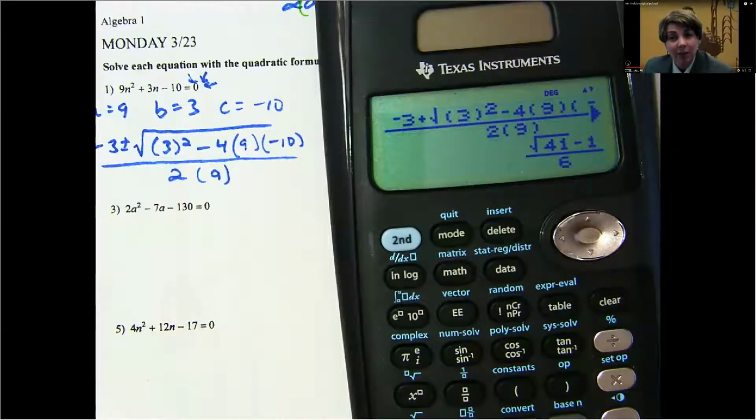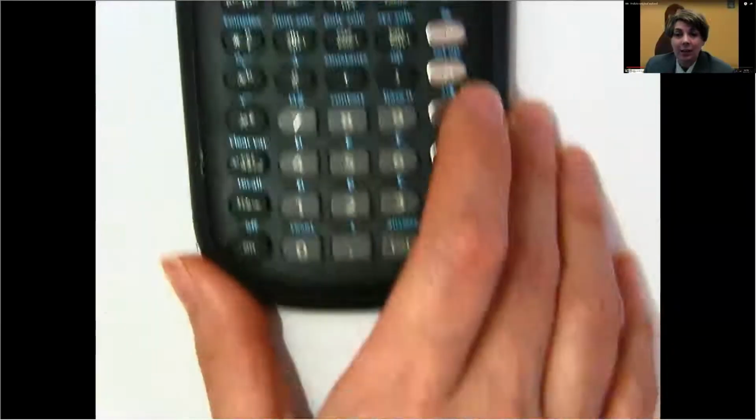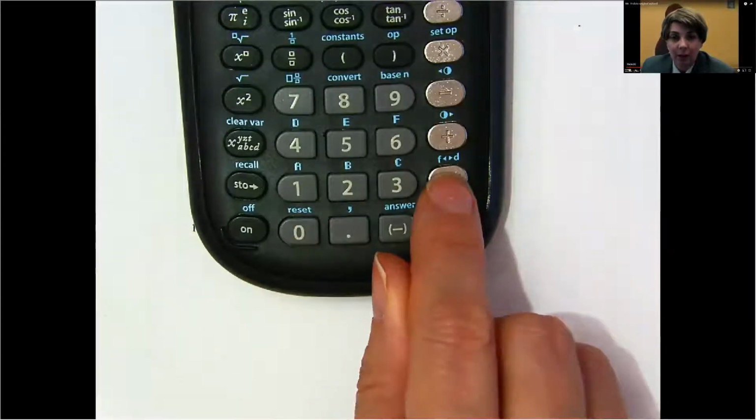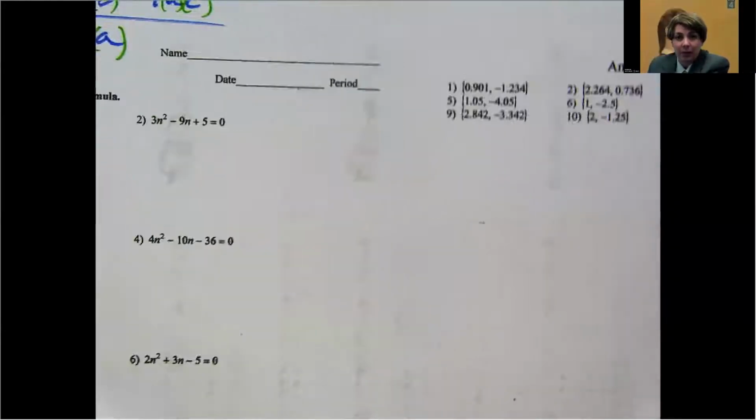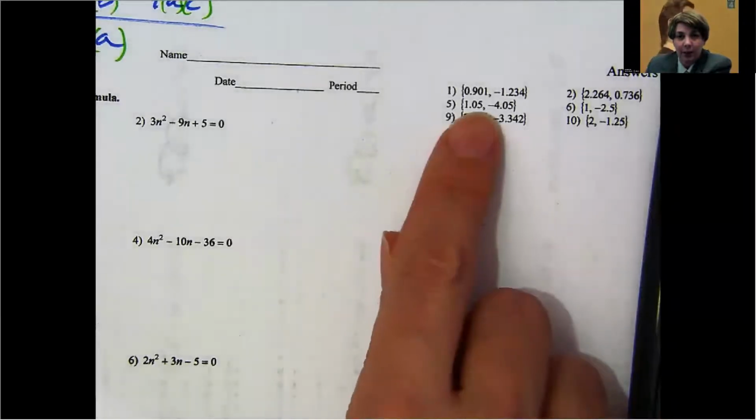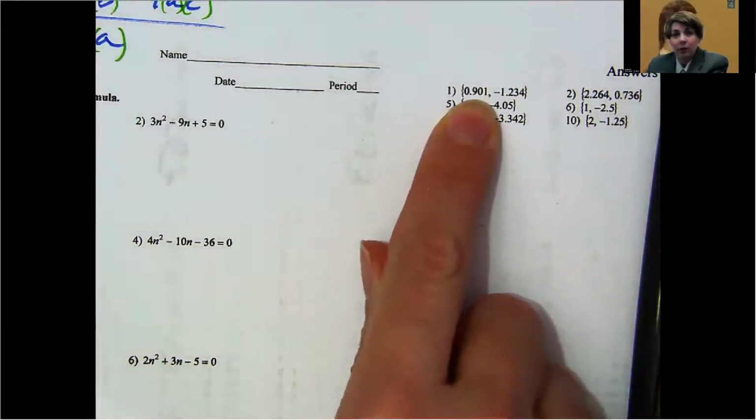Ooh, interesting. You can leave it like that, or you can hit this button right above, which turns it into a decimal. So one option is 0.9. The answer key is provided to you today, so check it out. There it is, 0.9. So far, so good.